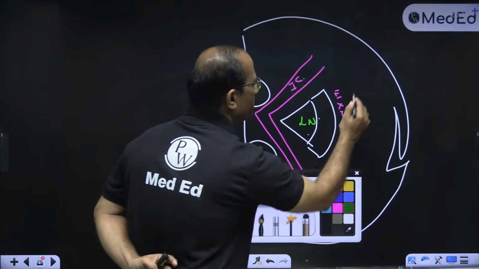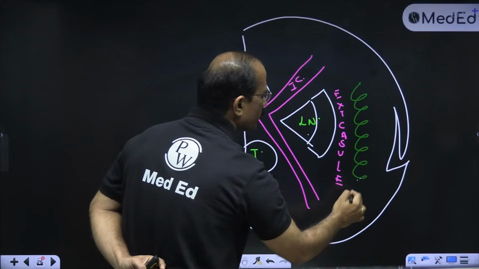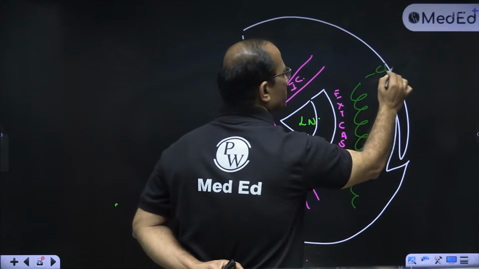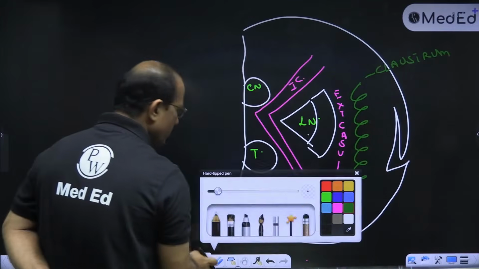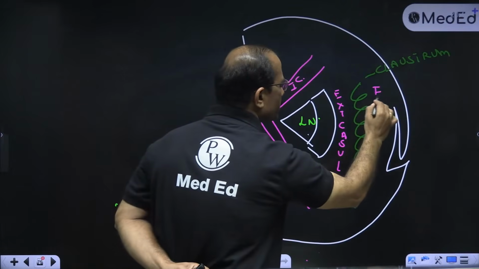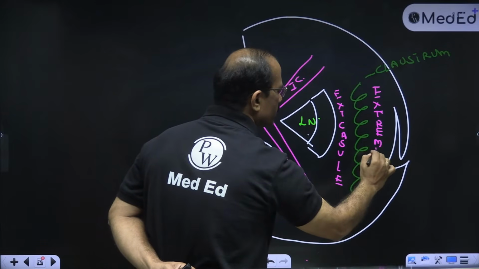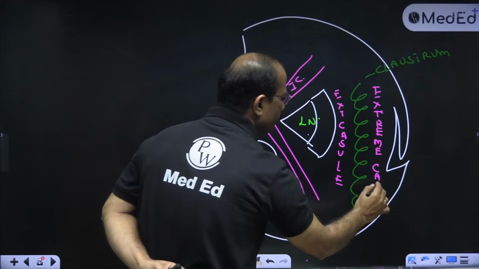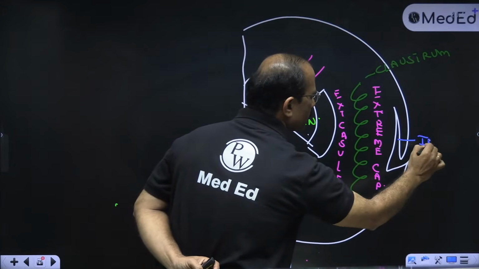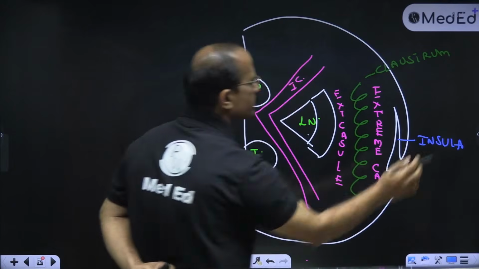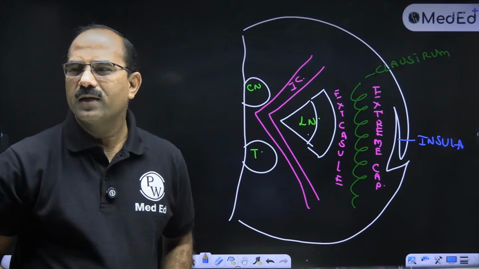This was the claustrum, children. Then comes the extreme capsule. Extreme capsule, and then comes the insula. That's the insula.